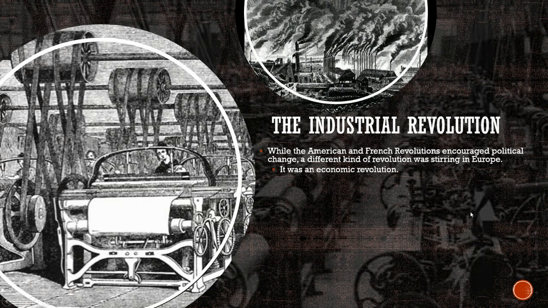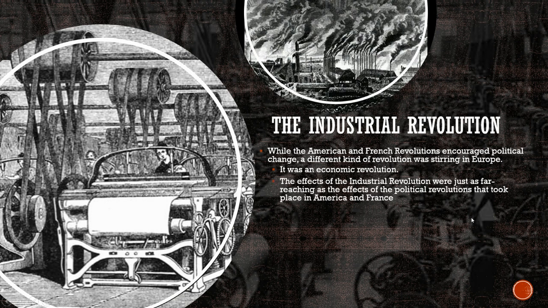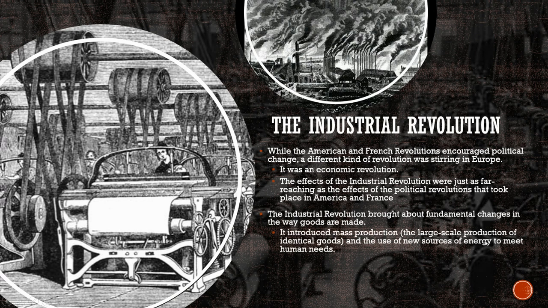So not a revolution for rights, but this is actually an economic revolution. The effects of the Industrial Revolution were just as far-reaching as the effects of the political revolutions that took place in America and France. The Industrial Revolution brought about fundamental changes in the way goods are made. It introduced mass production, so the large-scale production of identical goods over and over again, parts, things like that, and using new energies to meet humans' needs. So we start with water power, steam, coal, and then eventually get into the fossil fuels that we have today.